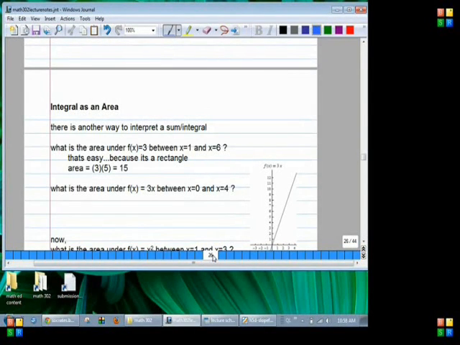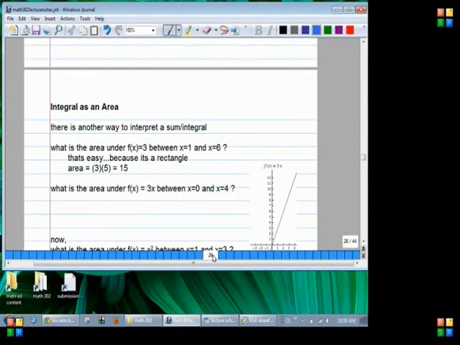Okay. So first of all, let's start with easy questions. Suppose you have a function f of x equals 3. What does that graph look like? What kind of line? It's a horizontal line.